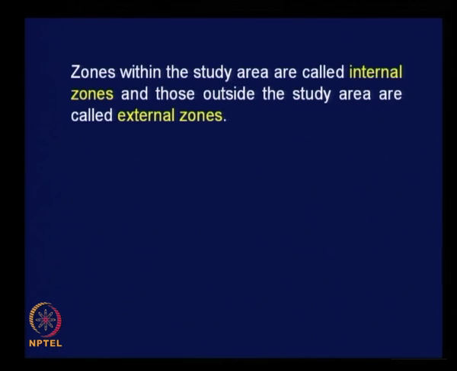And the zones within the study area are called internal zones, or zones within your external cordon line are called internal zones, and those outside the study area are called external zones. This implies that there are going to be zones outside your external cordon line also.